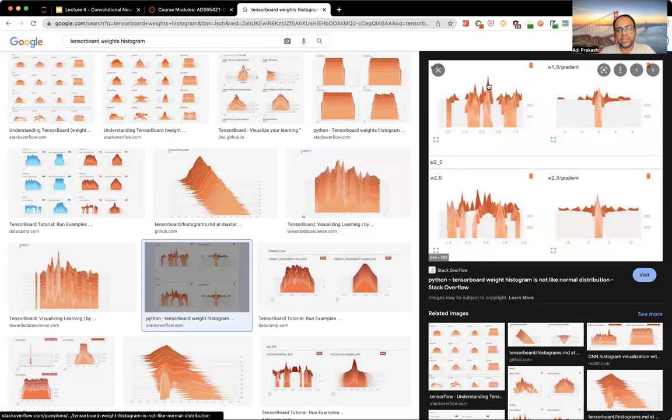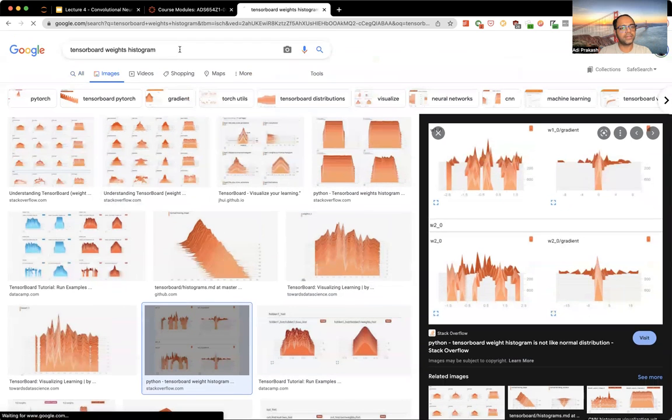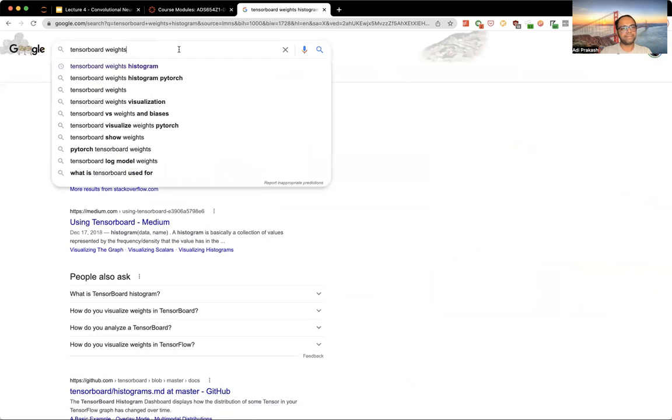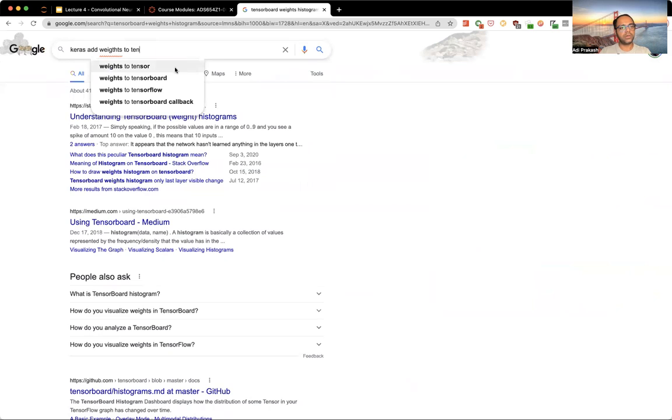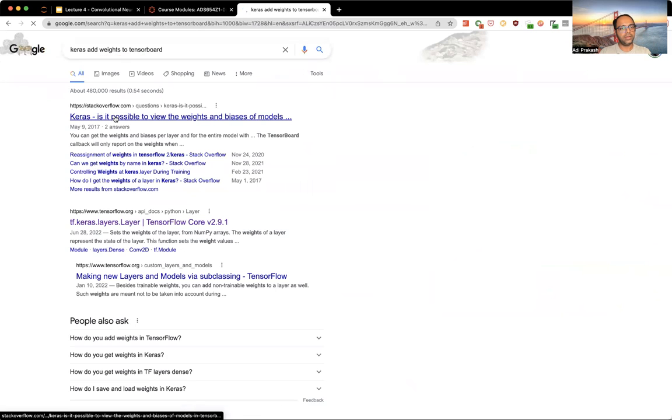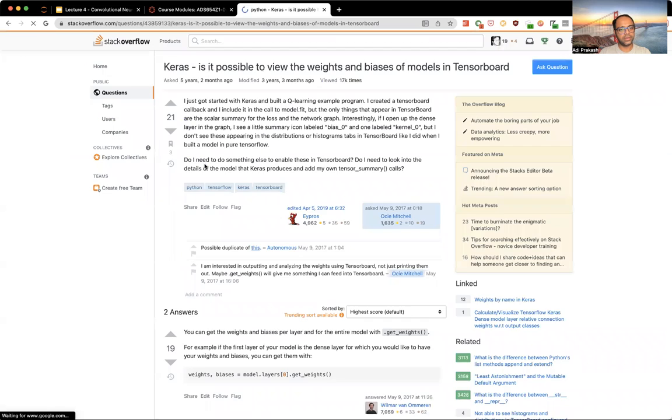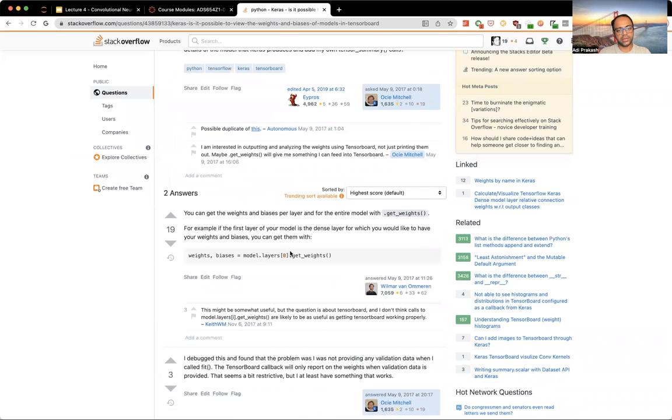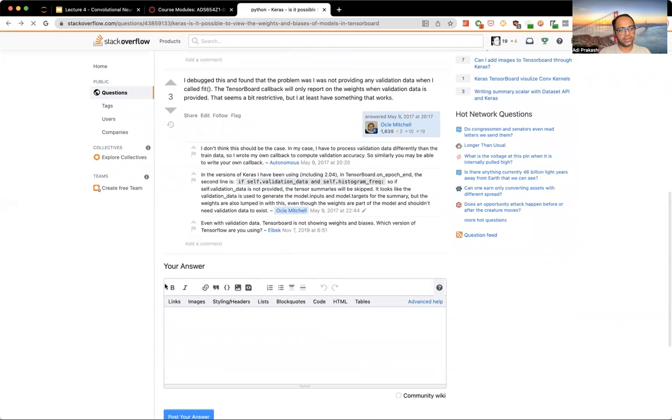In this case, you can see the weights are changing. In this case, the weights were all over, and they all accumulated. So if you just Google Keras TensorBoard, you should be able to see it.